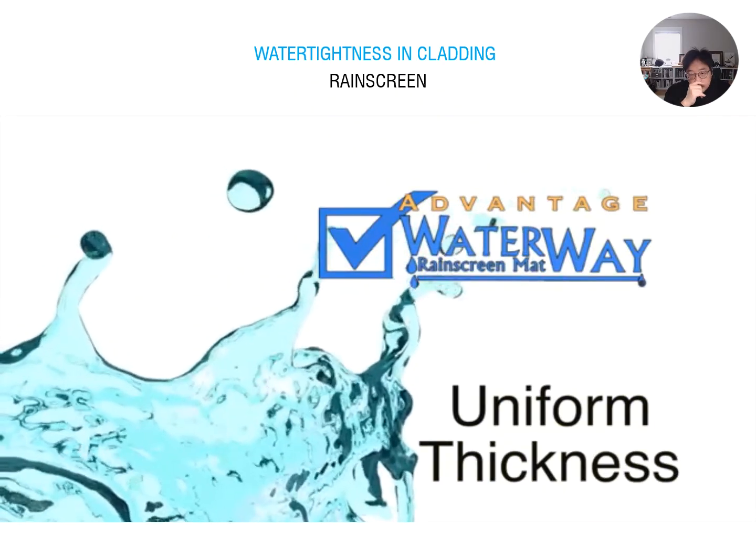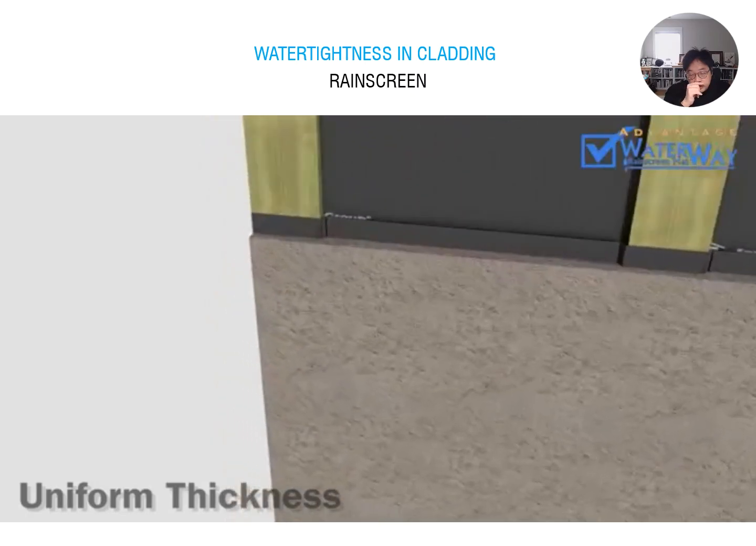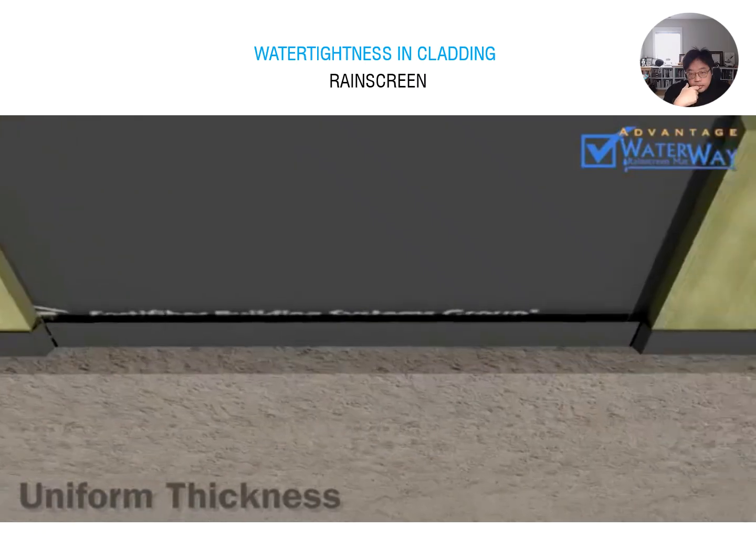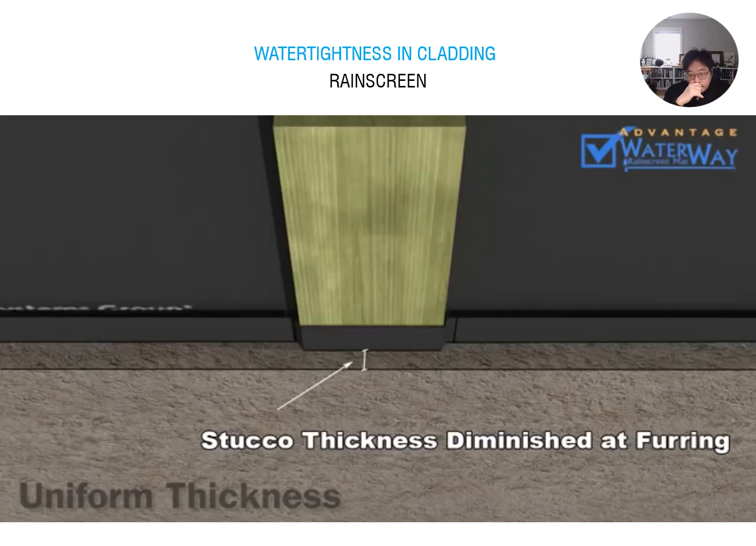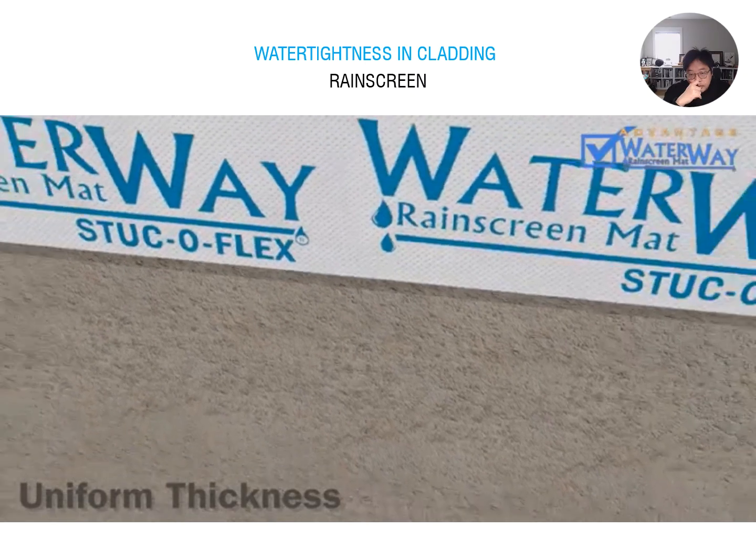Advantage number 8. Uniform thickness. Waterway contributes to uniform thickness in your scratch and brown coats, unlike furred or strapping systems. Variations in stucco thickness can often result in very thin areas, which are prone to vertical cracking. This is never the case with Waterway.